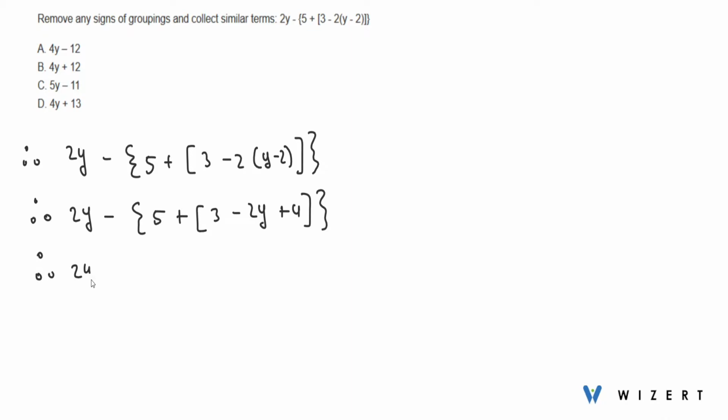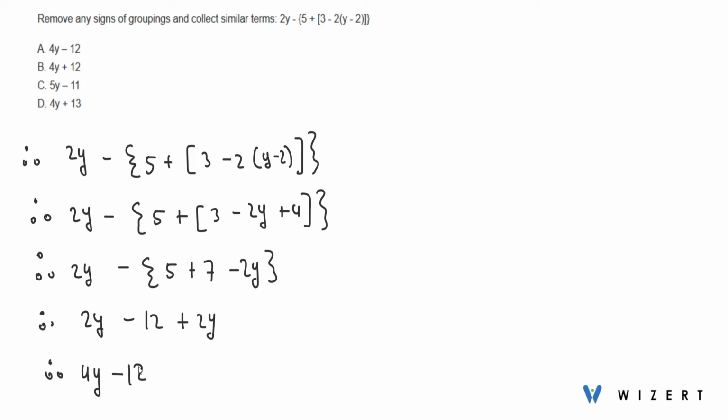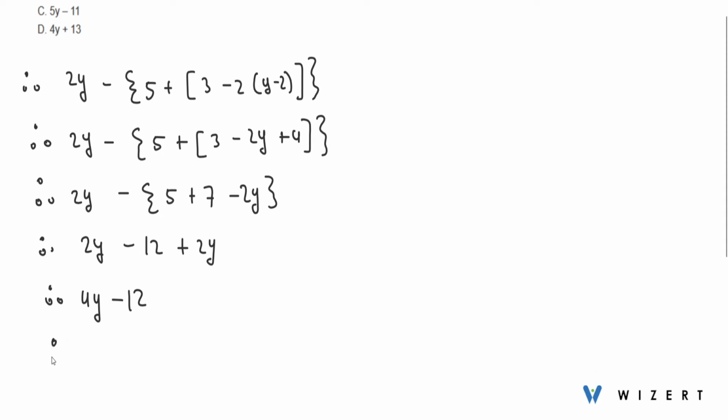So 2y minus of 5 plus 4 plus 3 will be 7, and then we have minus of 2y. So 2y minus of 5 plus 7 will be minus of 12, and minus of minus 2y will be plus 2y. So 4y minus 12 will be our required final answer. Therefore option A will be the correct answer.